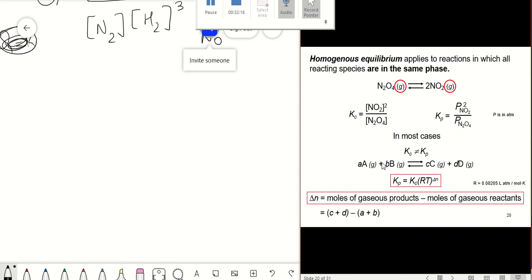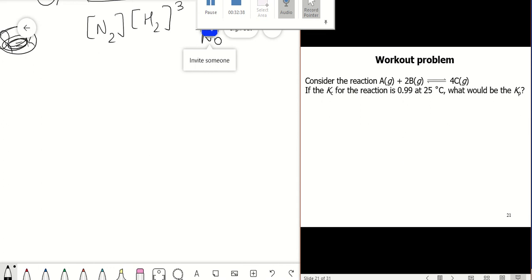So for this particular given reaction, what is delta N going to be? Delta N would be C plus D, which is the total number of moles of product, minus the total number of moles of reactants, which would be A plus B. So that's how you can relate values of Kp and Kc for a particular reaction at a given temperature. Let's try one example right here.